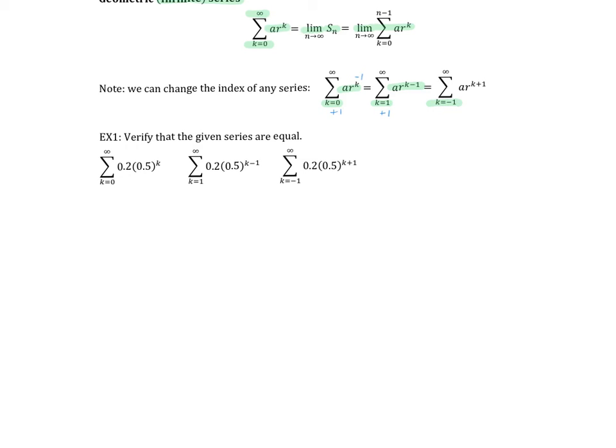Well, in this case, I'm subtracting 1 from my initial k value. So to make up for that, I need to add 1 to my expression, which means it's going to be a times r to the k plus 1. So you can always change your index, or what you start with. Whatever you add or subtract to your initial k value, you're going to add or subtract from the expression. So this also works if it's a finite sum.